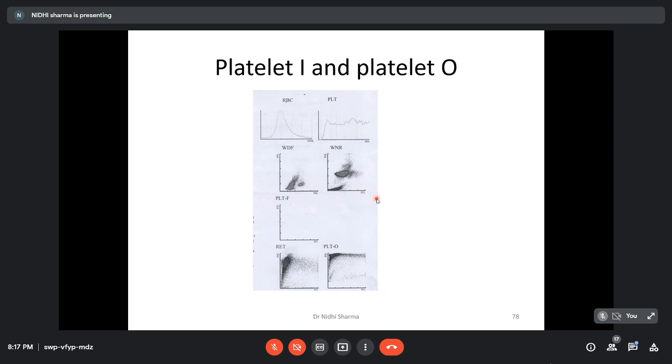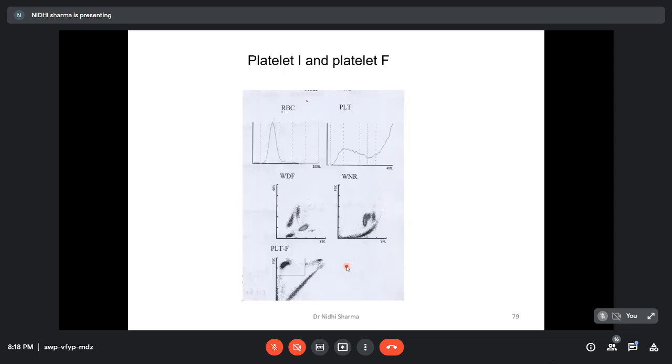In our lab we try to put the platelet I and platelet O plots on the same paper so that it becomes easier for us to understand. Like this platelet graph failed to touch the x-axis here, and when I looked at the platelet O, what I see is that there are so many microcytes and hardly any giant platelets here, and I confidently say that we are dealing with some fragmented RBCs here.